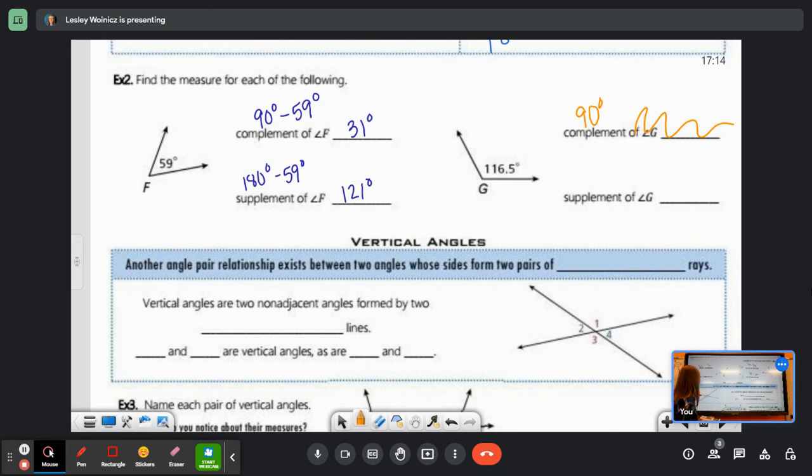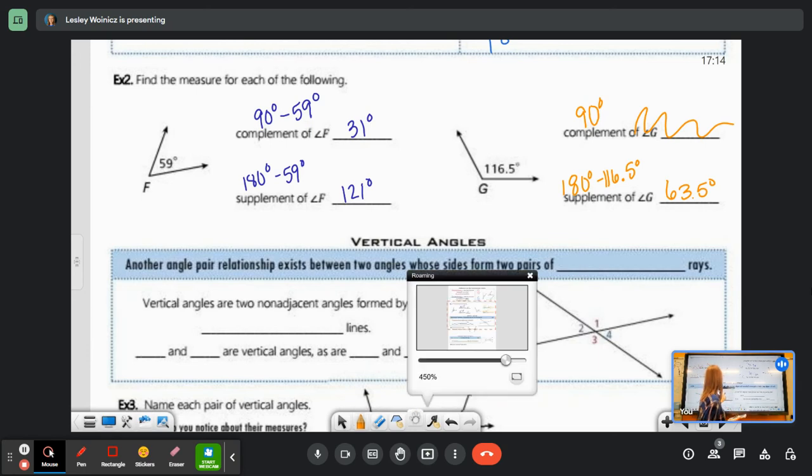Okay, so for a supplement, we just do the same thing. We're going to do 180 degrees minus 116.5 degrees. That's 63.5 degrees. Okay, that's not bad. Easy. I can handle that.